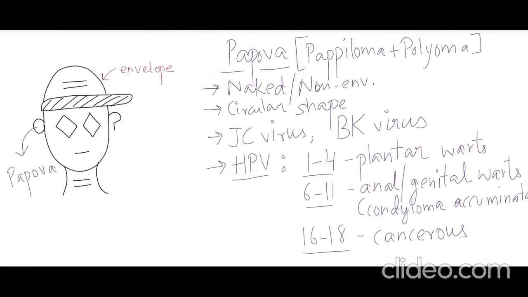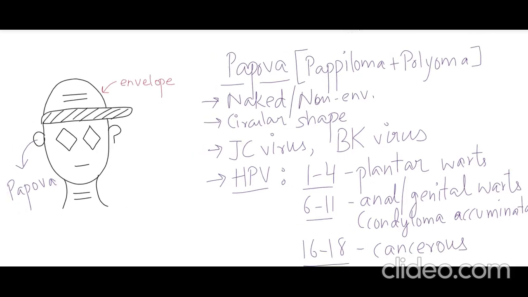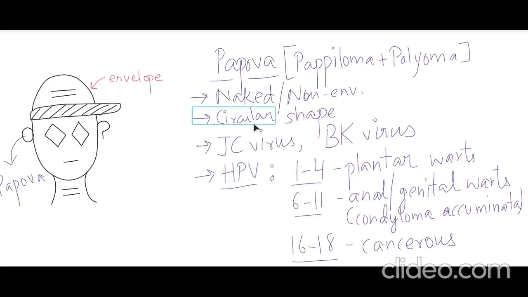Next, we are going to be talking about our papova virus, which is the other ear of this boy. As you can see, this is not under the cap, so it is not going to be enveloped. So it is going to be naked or non-enveloped, and it consists of papilloma and polyoma virus. It is circular in shape and it consists of JC virus, which affects our cerebellum. JC, we can take it as junky cerebellum. BK, which affects our kidney, is the bad kidney virus. These two are part of polyoma virus.